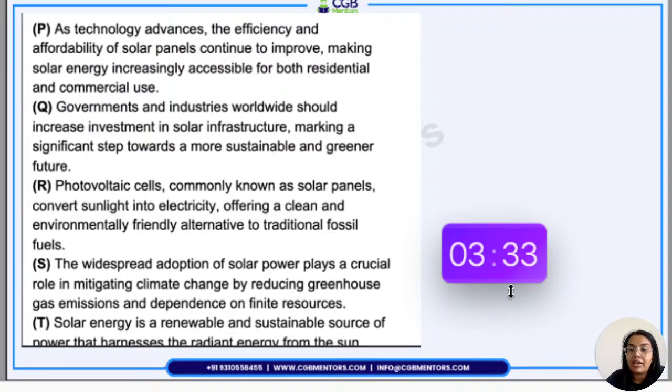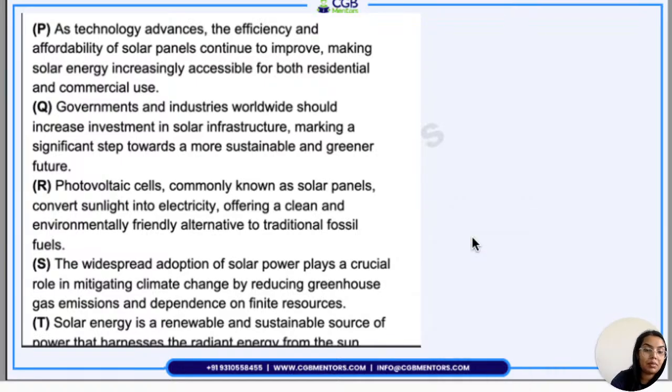Time. So let's first mark the keywords. Let's try to highlight the keywords and then we will proceed. Okay. P: As technology advances, the efficiency and affordability, two specific things, of solar panels continue to improve, making solar energy increasingly accessible for both commercial and residential use. This sentence has a lot of details. It cannot be my first sentence. It explains, it takes me deeper into the understanding of solar panels.